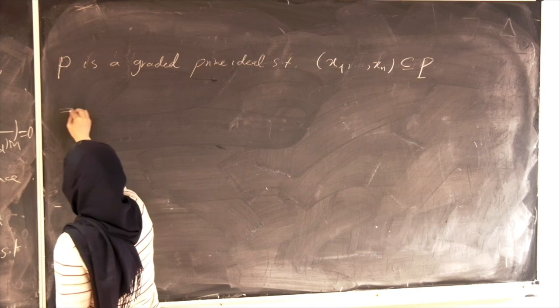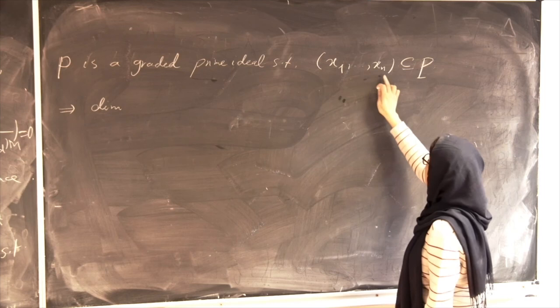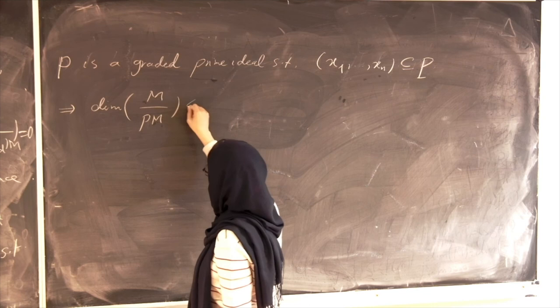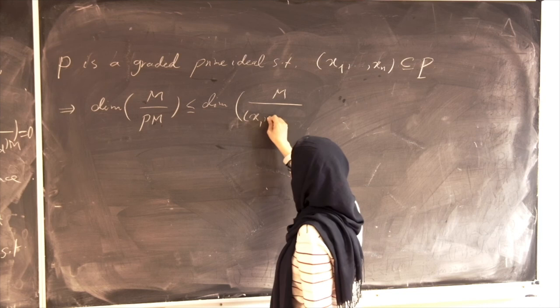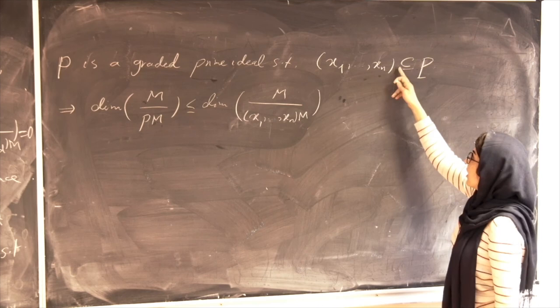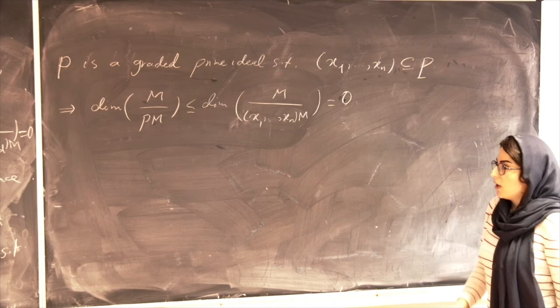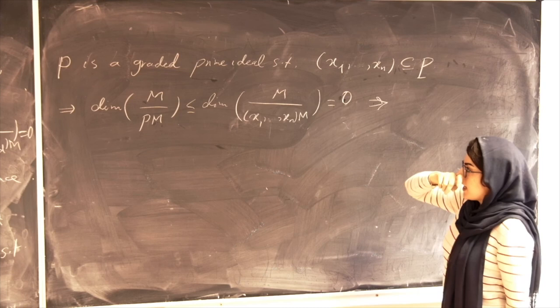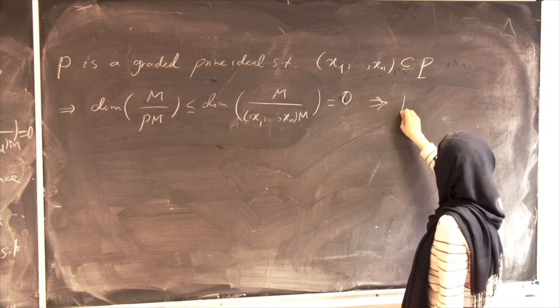So this implies that the dimension of this quotient module is less than or equal to the dimension of M mod (x1, ..., xn)M. This is clear, right? Because this ideal times M contains P times M. And by your assumption, this is zero. So this dimension is zero. What does it mean? This means that in the support, we only have the maximal ideal. So first of all, P does not belong to the support of M mod (x1, ..., xn)M.